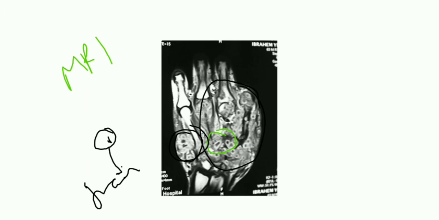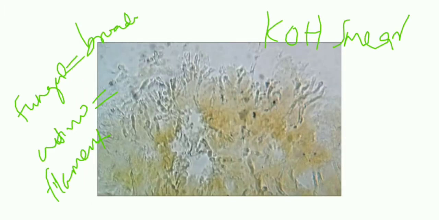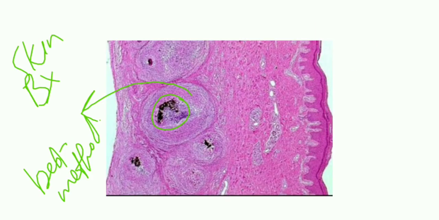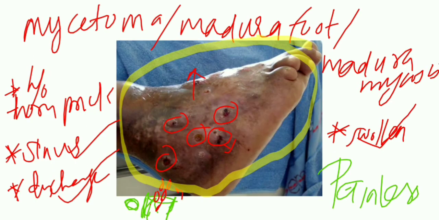Then you remember dot in a circle sign and the KOH smear. Skin biopsy is the best method. And what are the differential diagnosis of this clinical presentation? It can be staph, botryomycosis, or it can be a fungus, Mycetoma, or it can be a filamentous bacteria, Actinomycetoma.